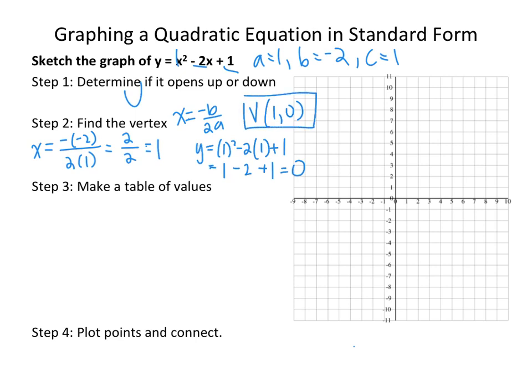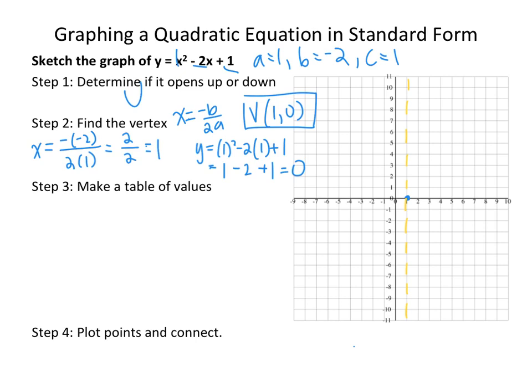Step 3 is going to be make a table of values. Once I plot my vertex at (1, 0) right here, I'm going to make a table of values to the left and right. I want 5 points, including my vertex, on my graph. And I already know that each parabola has an axis of symmetry going through our vertex, so I can just draw one right here.